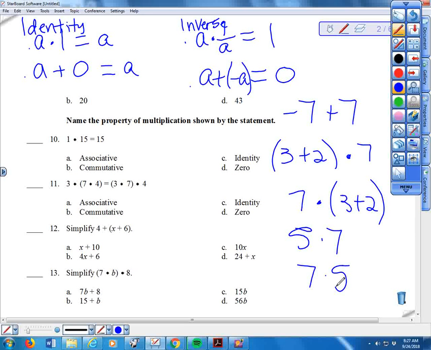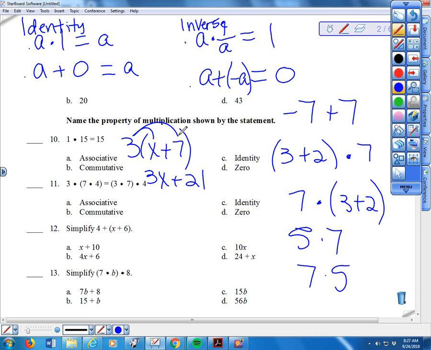What else am I missing? Distributive property. That's an example of the distributive property. This is equal to 3x plus 21, because I'm going to distribute the 3 to both terms. That's the distributive property.